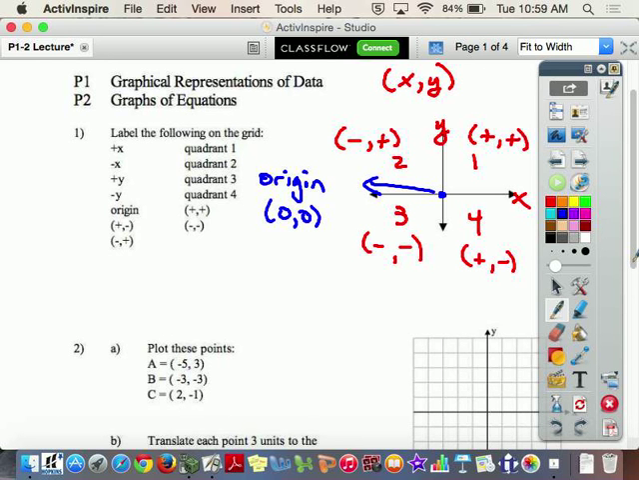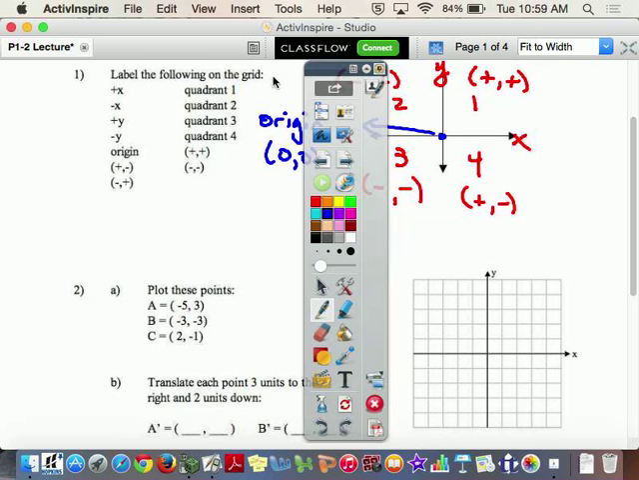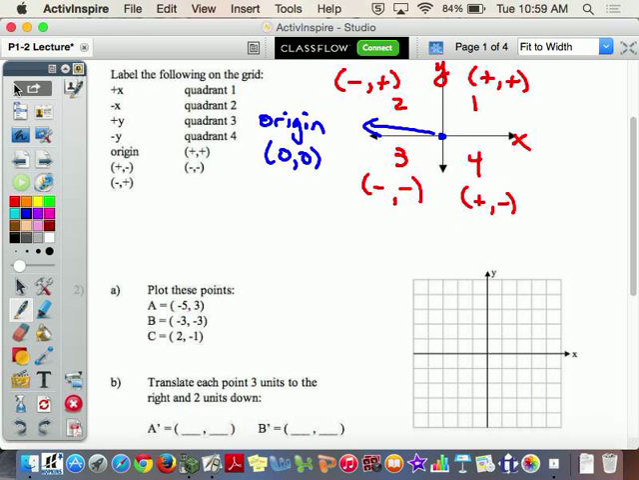Down below, I may have to move some of this stuff over. We have some points that we're supposed to plot. So at A, when we're plotting negative 5, 3, you go 5 to the left, 3 up. Here's A. B is negative 3, negative 3, which means it's in the third quadrant. And then C is 2, negative 1. So 2 to the right, 1 down in the fourth quadrant. Again, at any time if I'm going too fast, please just slow me down.